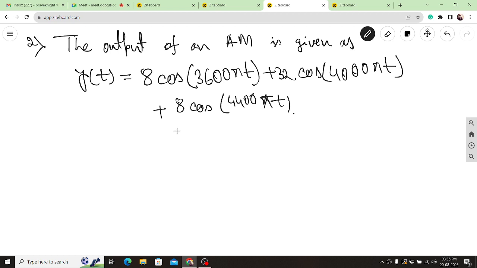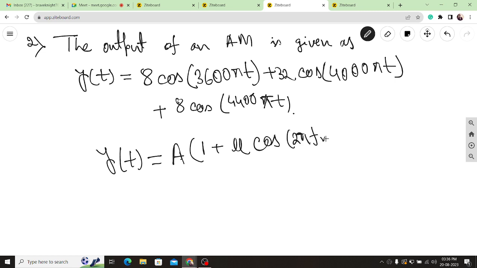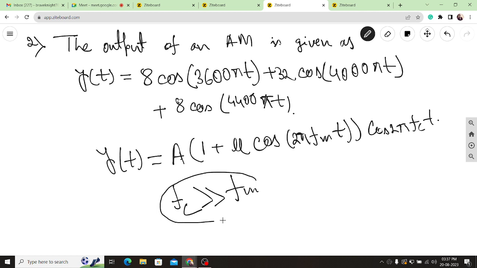Now the signal can also be expressed as A into (1 plus mu cos 2 pi fm t) into cos 2 pi fc t, and fc is greater than fm. So we have to find what is fc and what is fm.